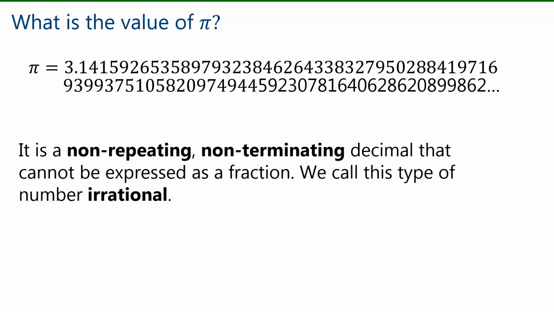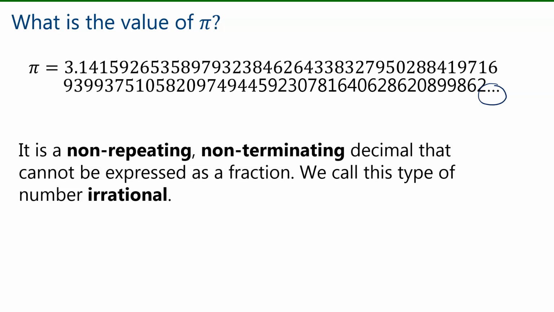So let's look at the exact value of pi. Pi equals 3.14159265358, and so on. The 3 dots at the end shows that it goes on and on and on, and it doesn't stop. Pi is actually what we call an irrational number. That means it is non-repeating, so the digits don't repeat, and is non-terminating, which means it doesn't stop. So pi is a non-repeating, non-terminating decimal that cannot be expressed as a fraction.